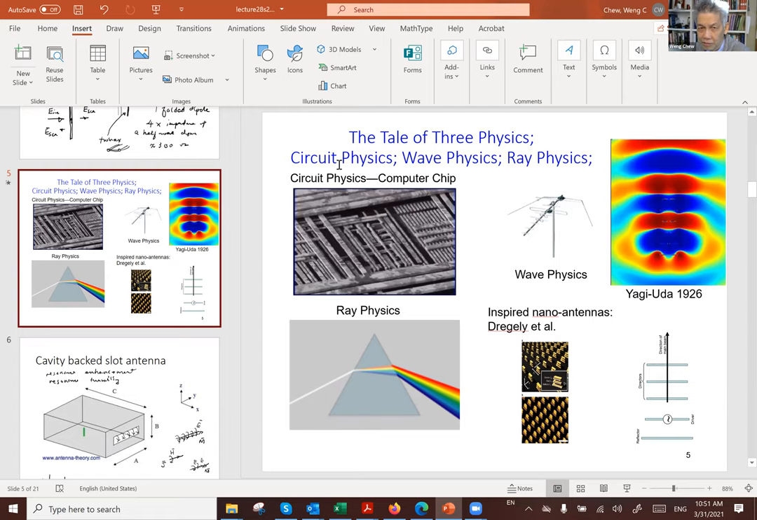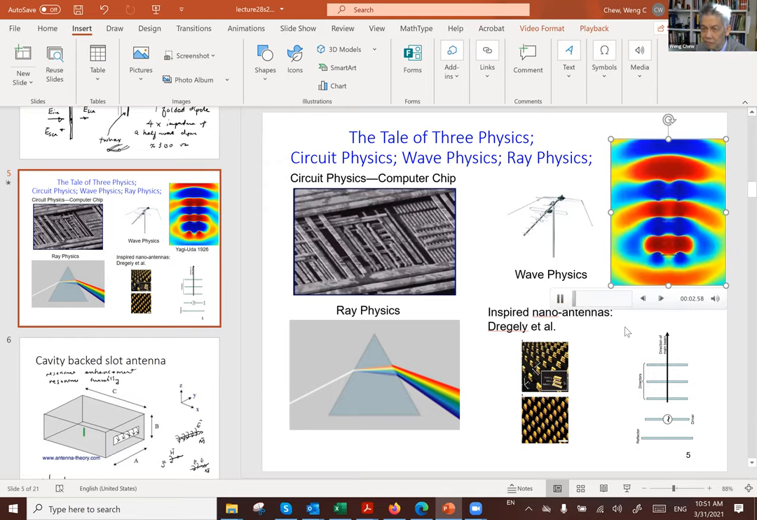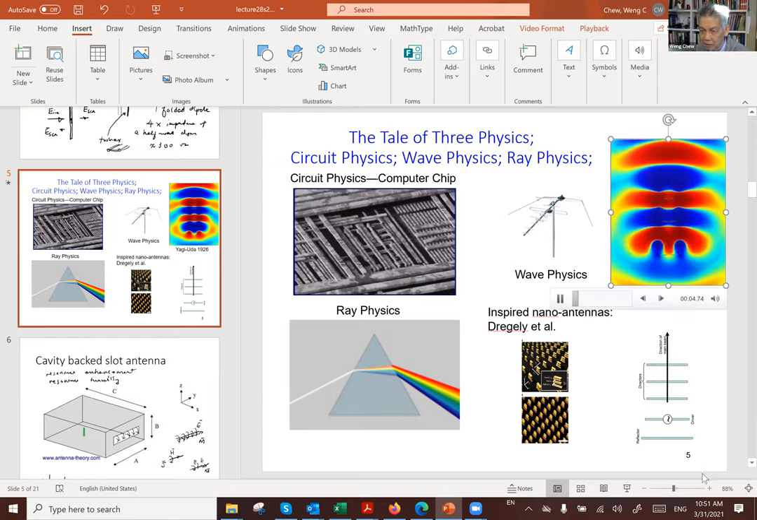However, when the frequency goes up, like when it goes up to this range where the wavelength is on the order of the antenna structure, for instance, then you're dealing with the regime of wave physics and you have to understand the wave nature of the electromagnetic field before you can understand the physics behind this antenna. And here is a simulation done by my student many years ago, maybe 10, 20 years ago, of this Yagi-Uda antenna below here.